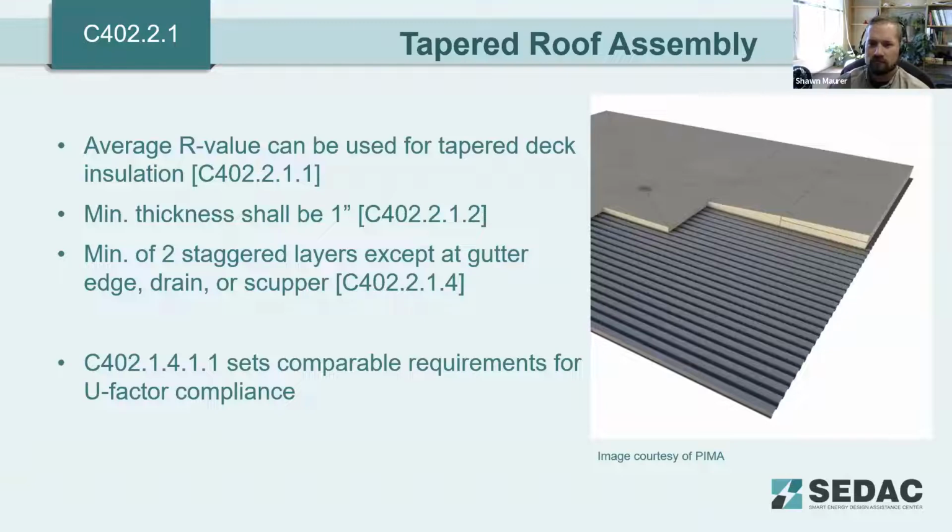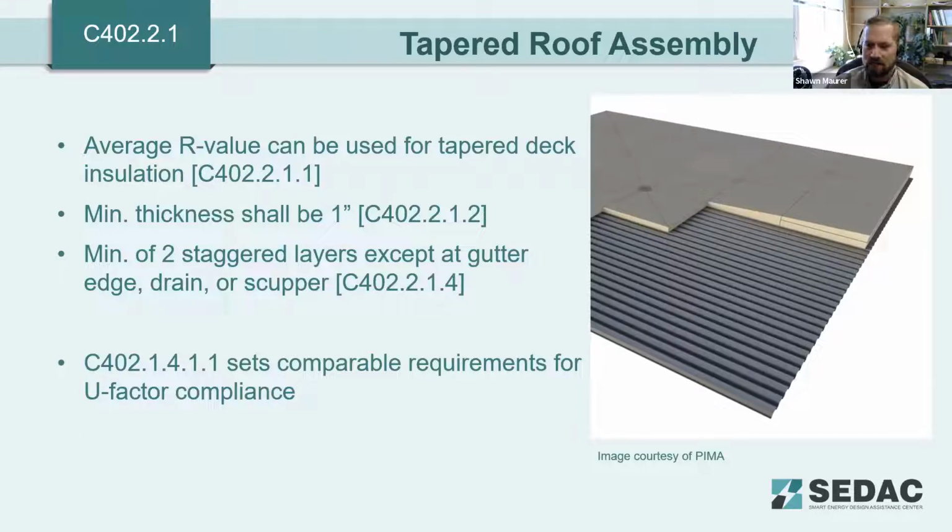So the average R value can be used for tapered roof insulation. There used to be language in the 2018 IECC that your tapered insulation could vary an inch, and that would count as an average R value, but any variation beyond an inch, so if you had a 2-inch thick taper, only that first inch would count towards your average R values. So they've removed that. It's just a simple tapered R value.